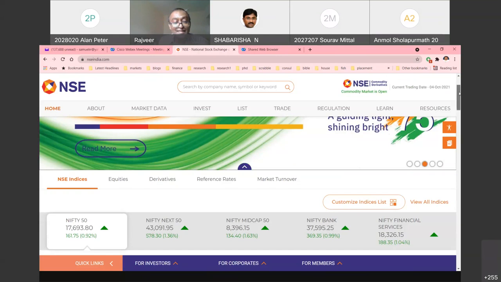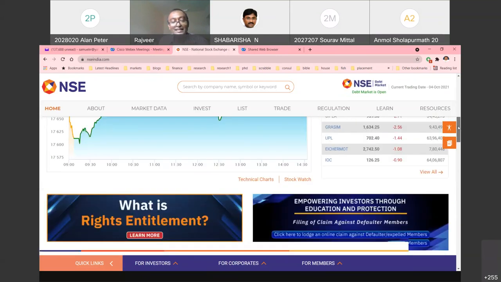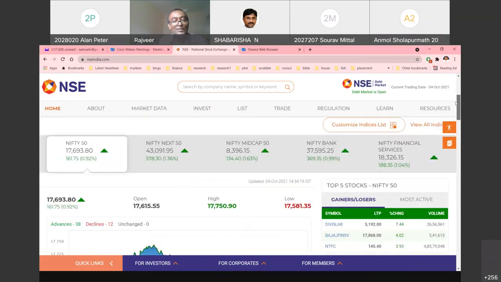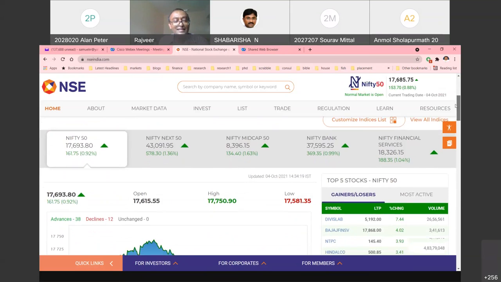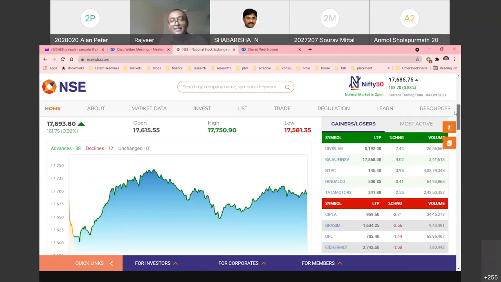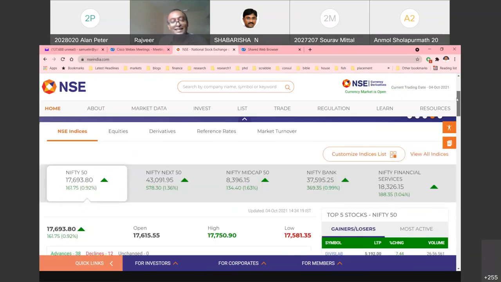Over 20, actually. So let's have a look. Yes. So this is your Nifty. Let us look at NSE indices. So today, there are 38 advances, 12 decliners, 38 stocks are up. Market breadth is very good.